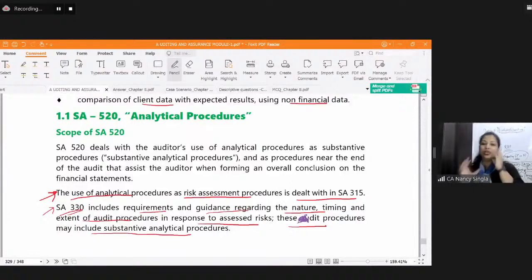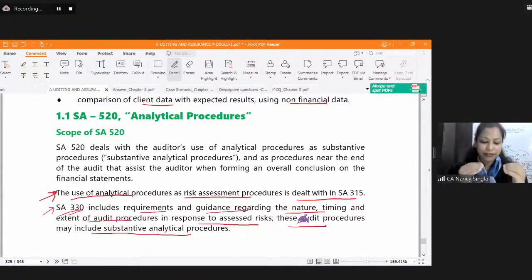Okay? So in SA 315, the auditor applied risk assessment procedures. He performed risk assessment procedures, and as part of those, the auditor performed analytical procedures. So that is covered by SA 315, right?